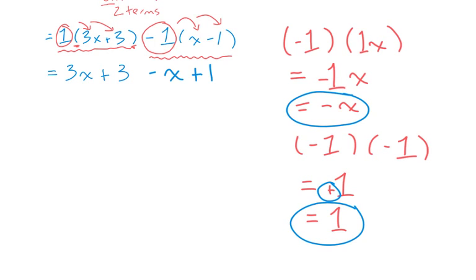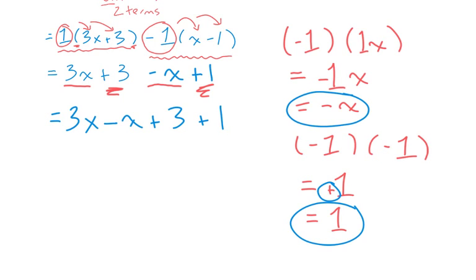And there we can go ahead and simplify this by collecting like terms. Let's first identify like terms. 3x is a like term to negative x. Positive 3 and positive 1 are also like terms. Let's go ahead and rearrange this so that all the like terms are beside each other. So I'm going to put the 3x and negative x beside each other, and I'm going to put the positive 3 and positive 1 beside each other.